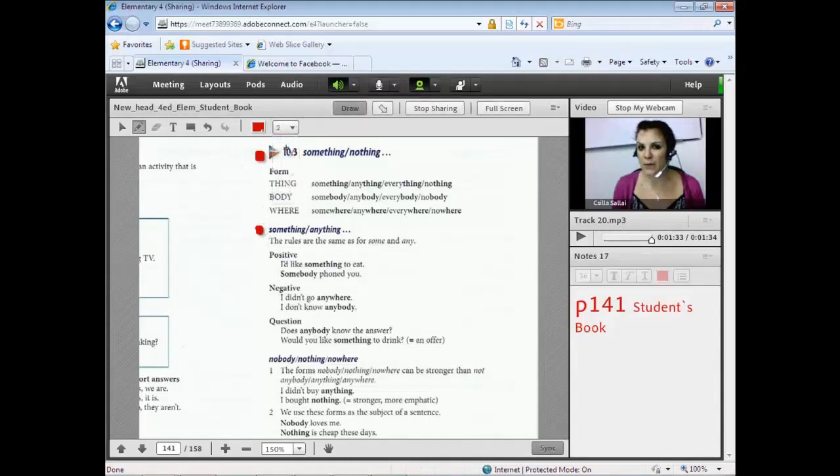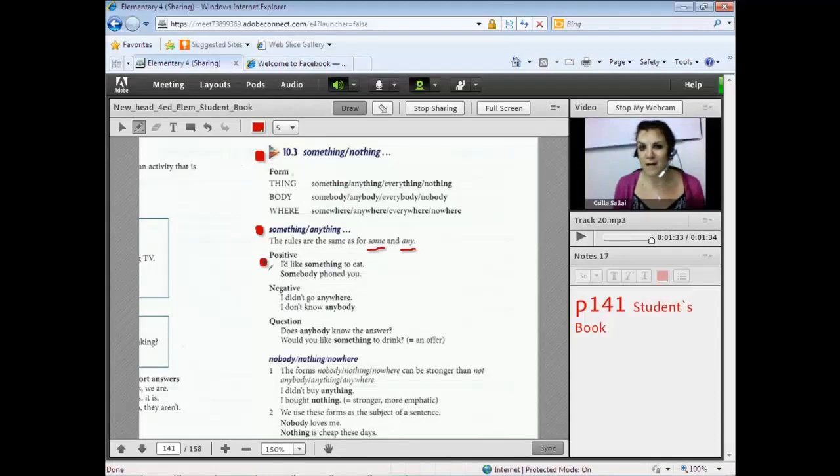Do you remember when you learned about the countable and uncountable words? Some and any. That's right. So then you also remember that in positive sentences we use some. So it's going to be the same with something, somewhere, and someone. I'd like something to eat and somebody phoned you, for example. So in positive sentences, we use some.